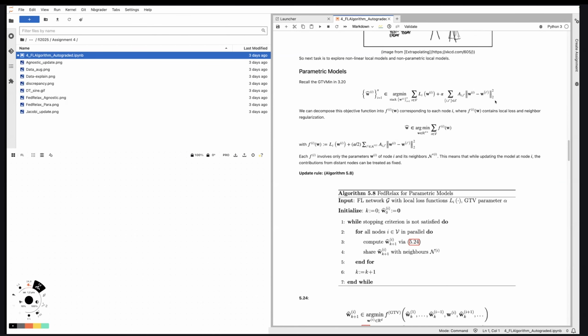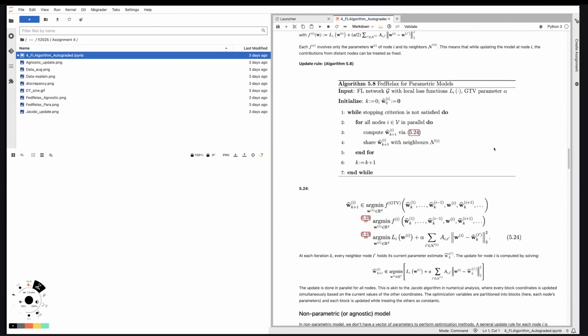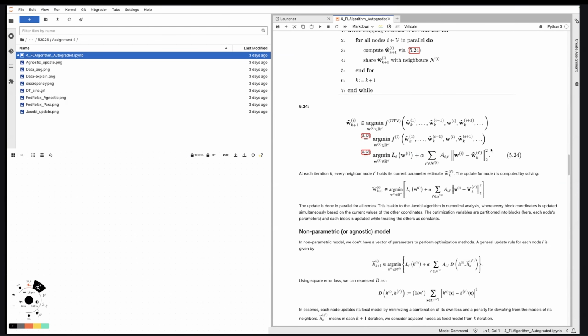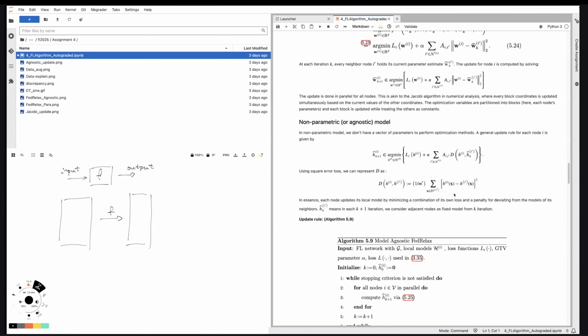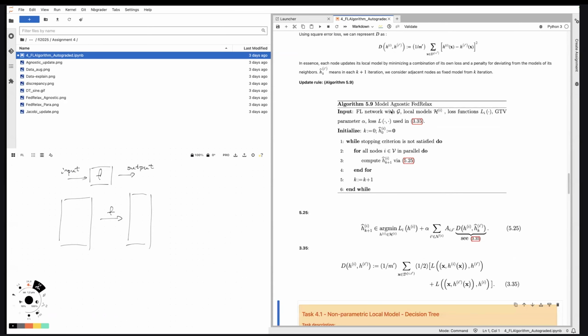But what if we don't have parameters? Recall that a function in the computer science field is something that takes input and gives some output. If we can collect all this input and all this output, then we can define this function, right? So if two functions are similar, then given the same input, they should also have similar output. And based on this idea, we introduce this FedRelax with agnostic model.